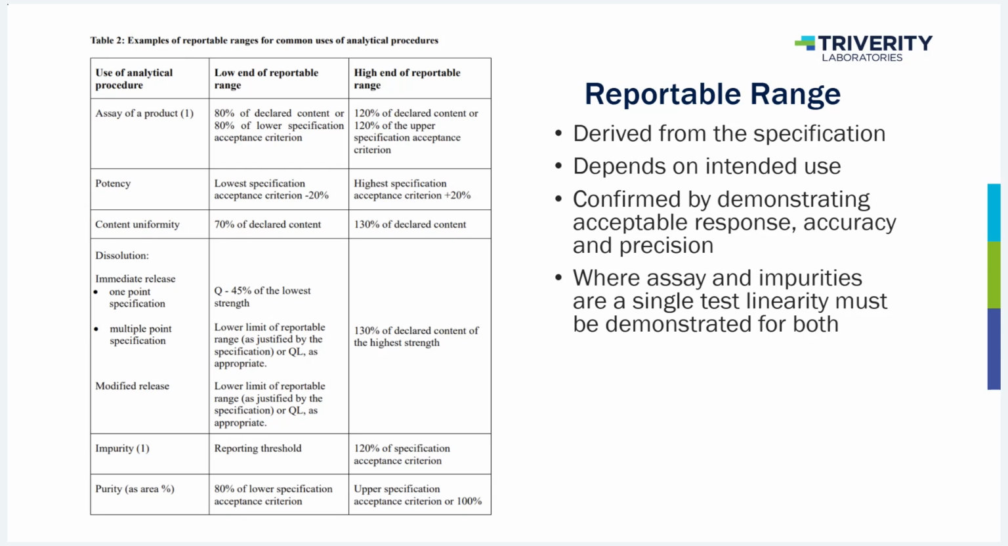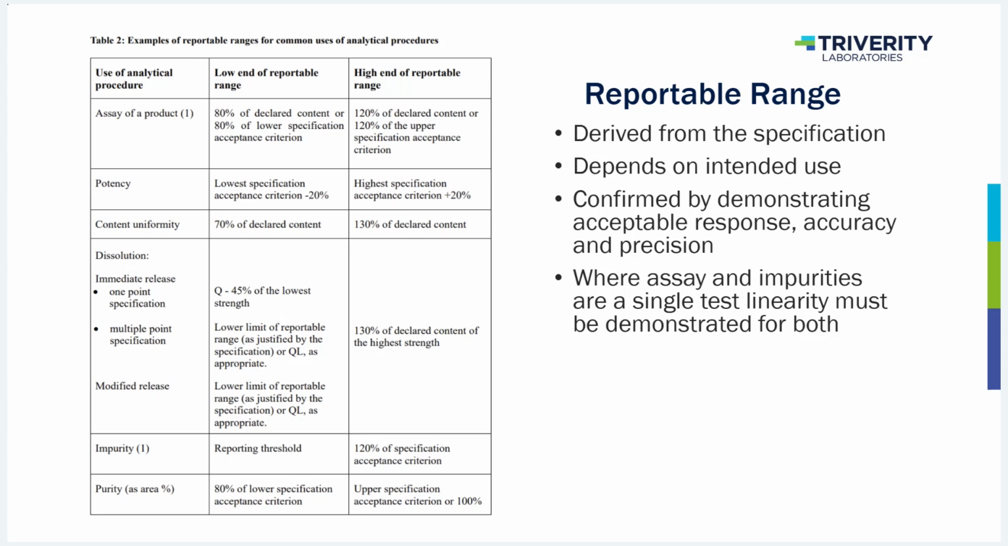So the easiest assay, what it's stating here is that you need to have a range that is at least 80% to 120% of your target concentration or of the specification acceptance criteria. So if you are 90 to 110% for your drug product, then you need to be 80 to 120% of that. Typically, we would go just 80 to 120 or 70 to 130% of the target concentration for a product.